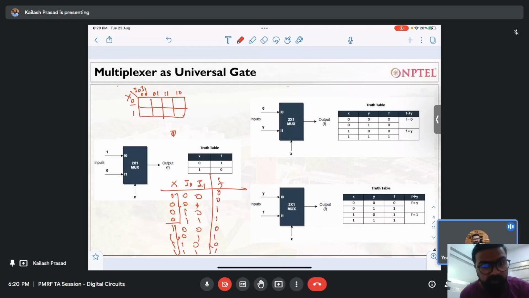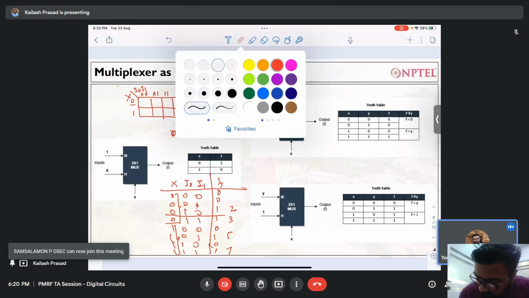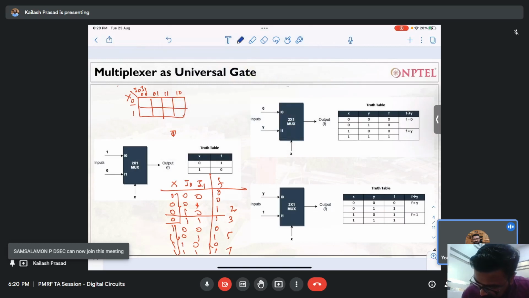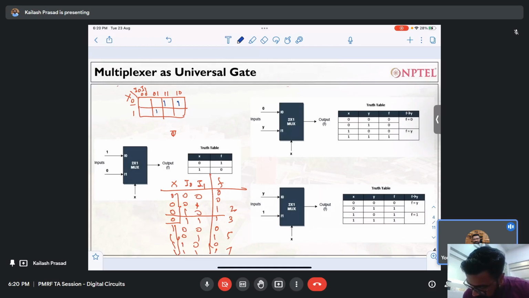Let me see on which places we have 1. So 0, 1, 2, 3, 4, 5, 6 and 7. So it is 2, 3, 5 and 7. Let me mark all of these in a different color. 010 is this one, then 011 this one, 101 this one, and 111 this one. Now what you have to do is combine these.